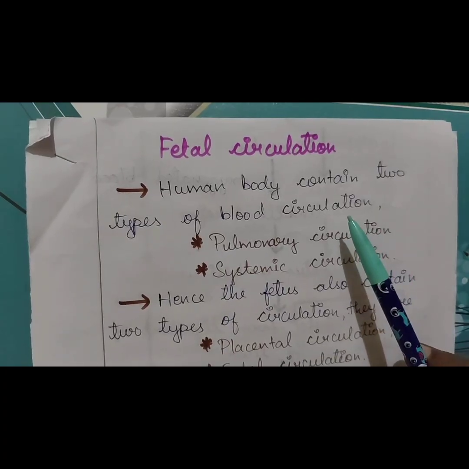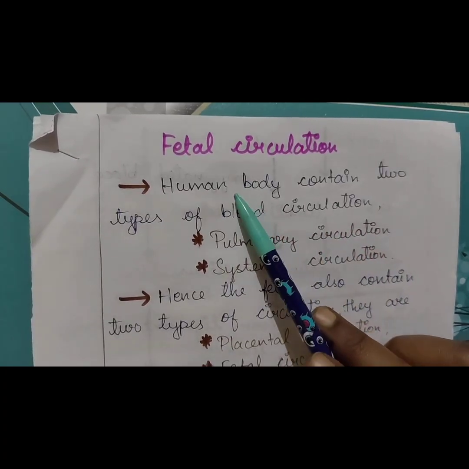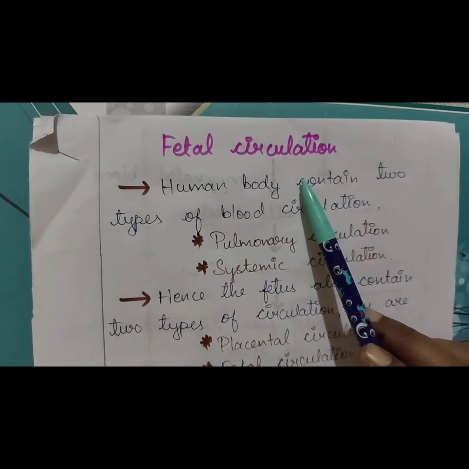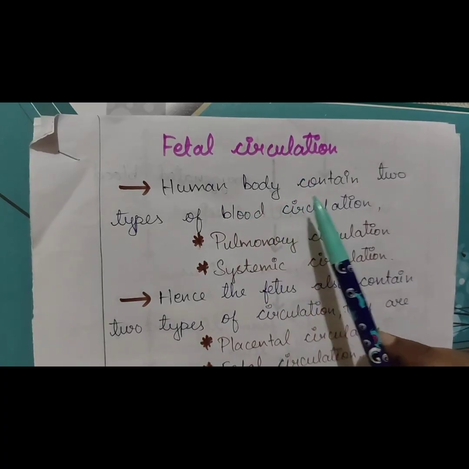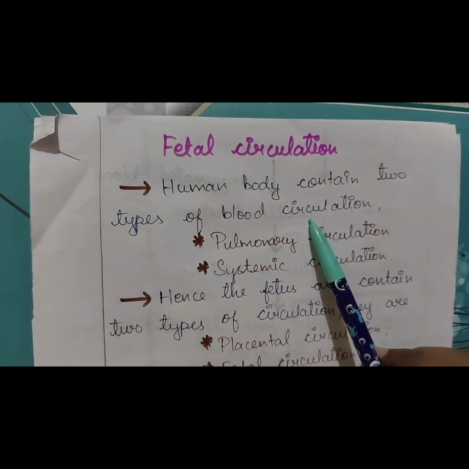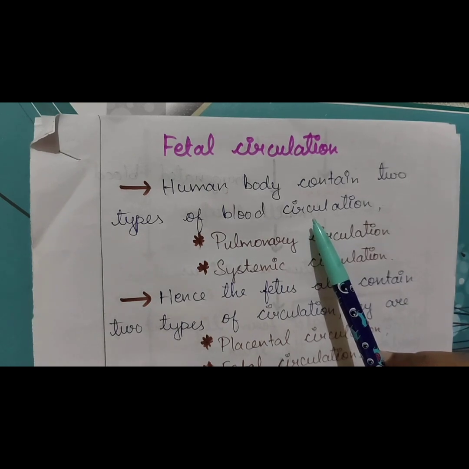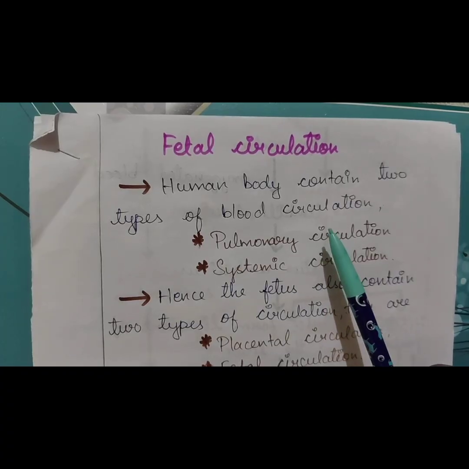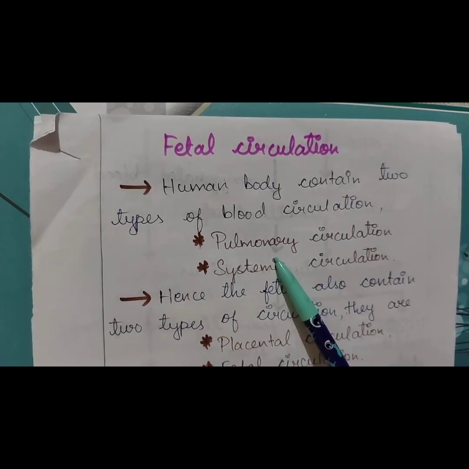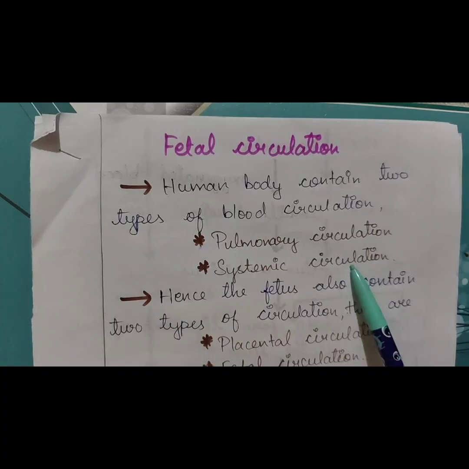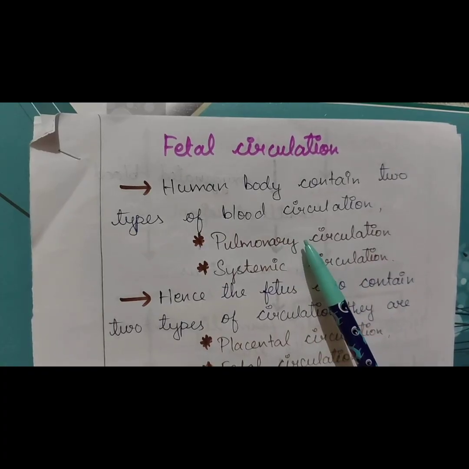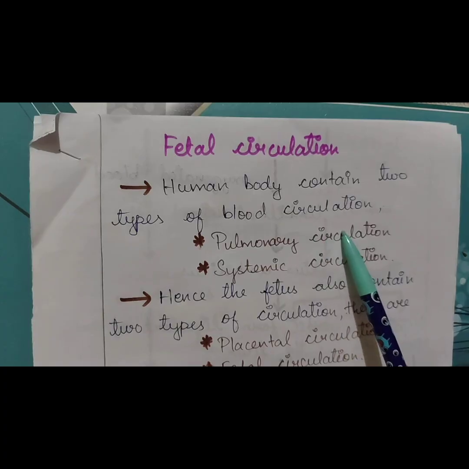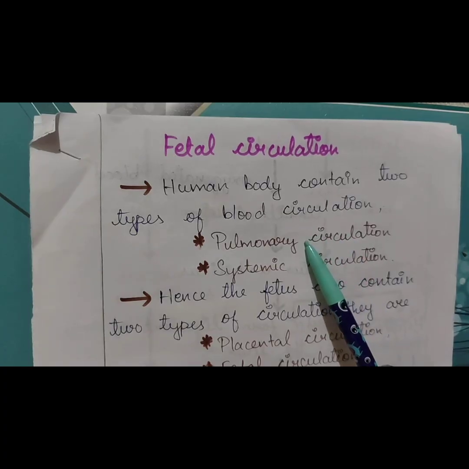Today we are going to see about the topic of fetal circulation. The human body contains two types of blood circulation, and the fetus also has them. In the human body, blood circulation is pulmonary circulation and systemic circulation. Pulmonary circulation means the circulation that occurs between the heart and lungs. That circulation is the pulmonary circulation.